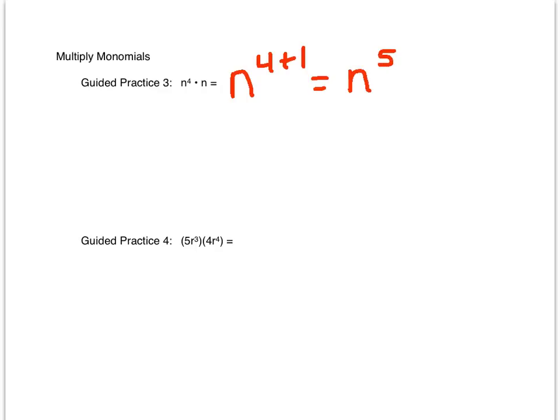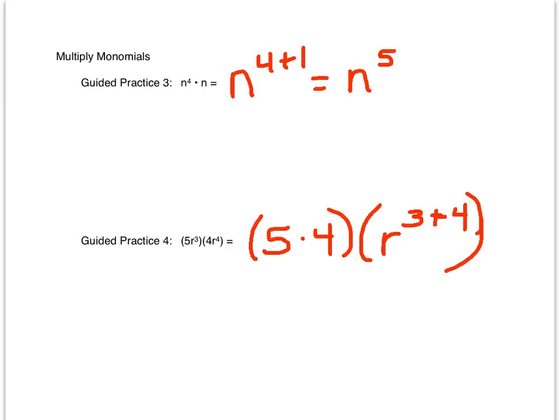In guided practice 4, we have coefficients before our variables, so we need to pull those out first. Our coefficients are 5 and 4, so we'll multiply 5 times 4, and then we'll take our base r and add the exponents 3 plus 4. Our answer then would be 5 times 4 is 20 times r to the 7th power.